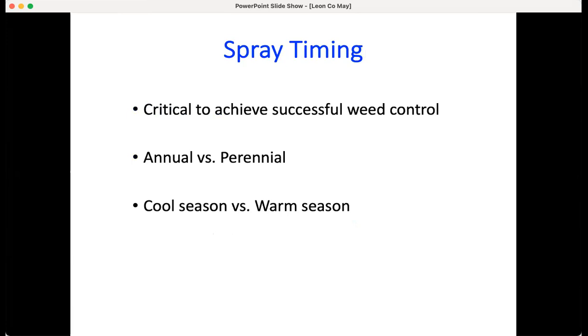Spray timing, I mentioned this briefly earlier. This is a big factor that influences success of controlling weeds. Timing your herbicide application is critical to achieve successful weed control. And weed identification becomes a part of that so that you know whether it's an annual or perennial and what's the best time of year for herbicide application, as well as to make sure you know whether it's a cool season or a warm season weed, because that can also influence your timing of herbicide application.